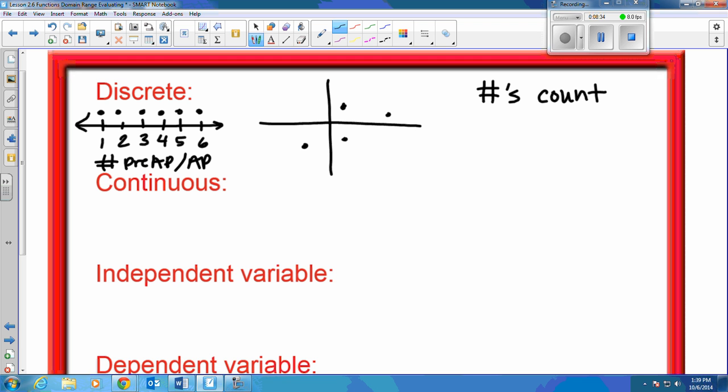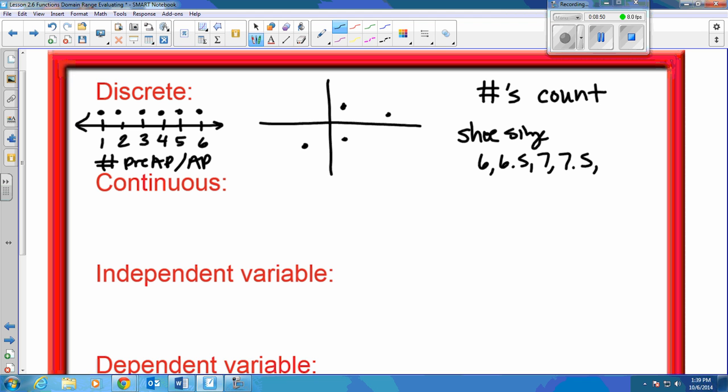Now, one that I could probably give you an example of that's a little bit weird would be shoe size. You can wear a 6 or a 6.5 or a 7 or a 7.5. You can't wear a 7.3829. That shoe size does not exist. So these are individual discrete variables.